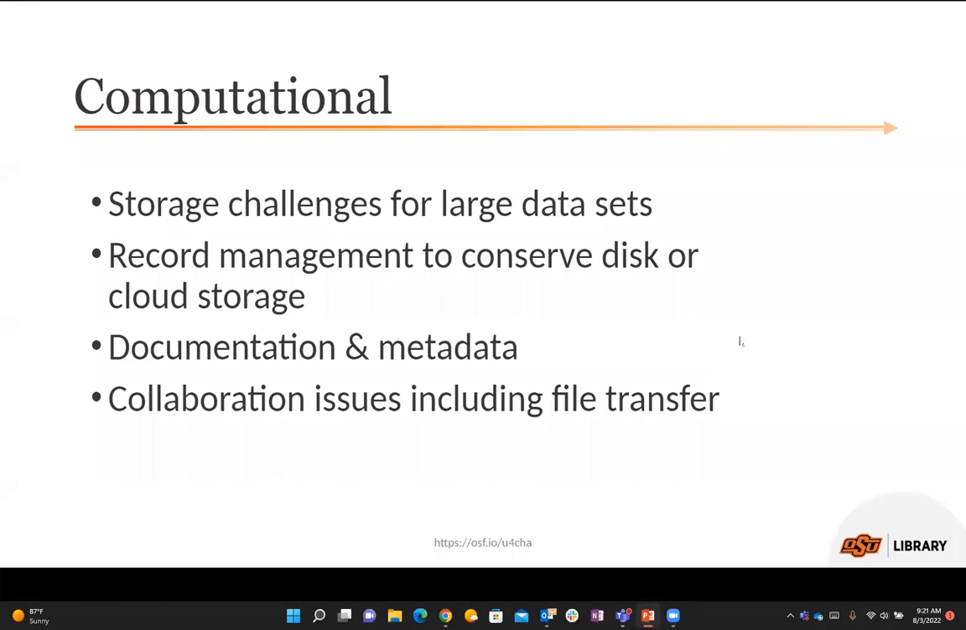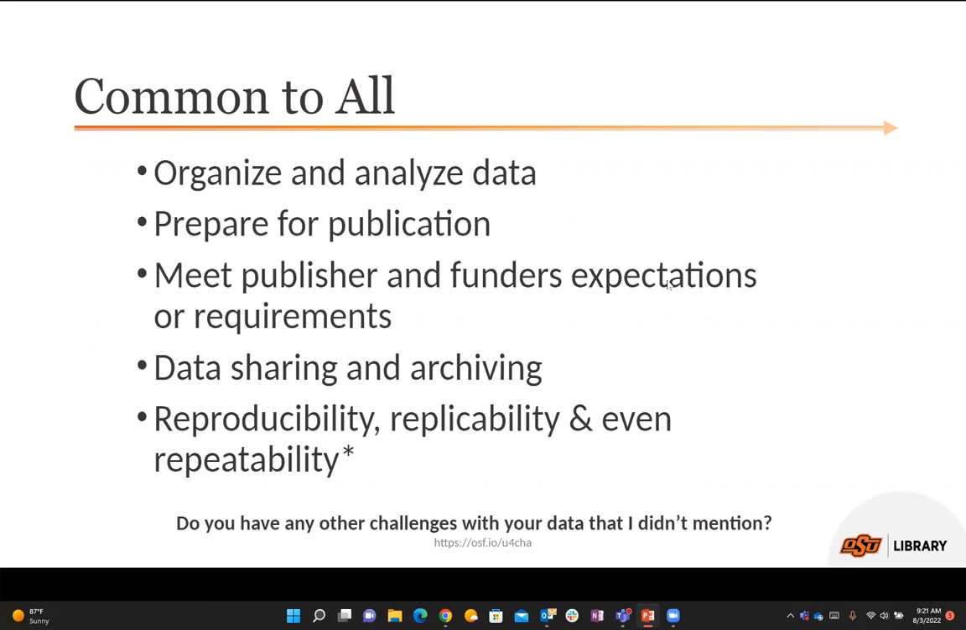The biggest problems there are managing those very large data sets and having a place to store it. Being careful to be sure that you're conserving that storage space, but still being able to document adequately so that it can be shared with collaborators. And it also may involve transferring very large files. So that's something you need to think through.